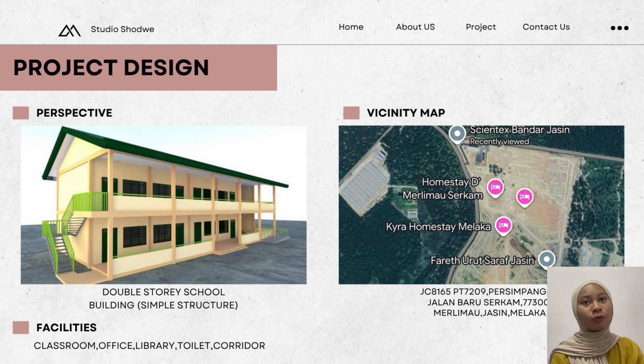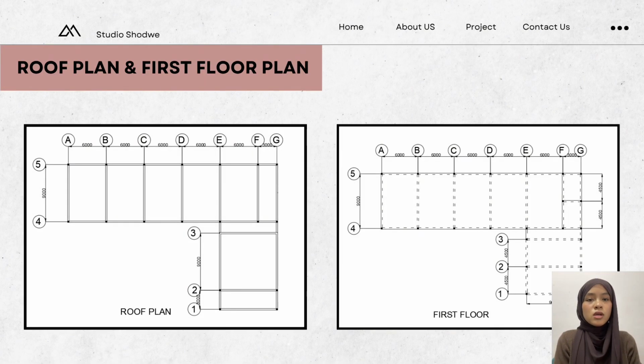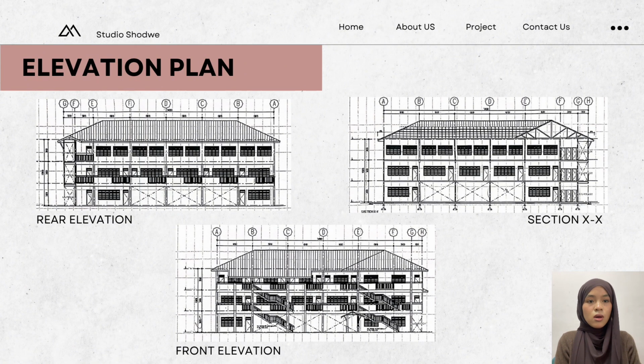So this is our project design. The perspective is a double story school building and the facilities, which are classroom, office, library, toilet and corridors. Our location is at Jalan Baru Serkam, Merlimau, Jasin, Melaka. Next, for structural plan, here's our roof plan, first floor plan, ground floor plan and pad footing. Next, here is also our elevation plan.